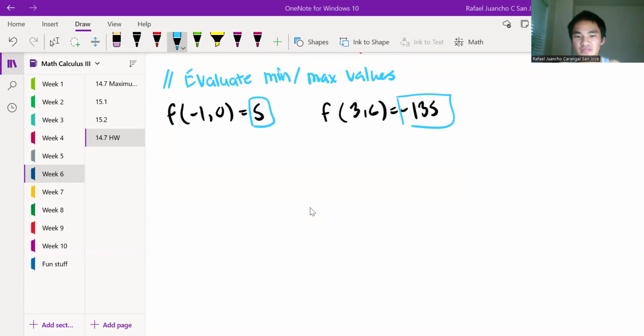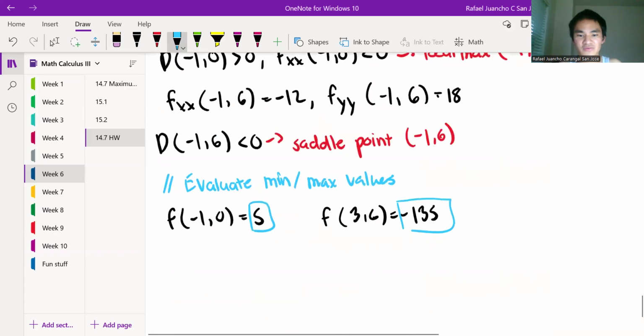One thing we haven't tried doing yet is finding... Anyway, saddle points are 3, 0 and negative 1, 6. So 3, 0, negative 1, 6. Submit, see what happens. Done.